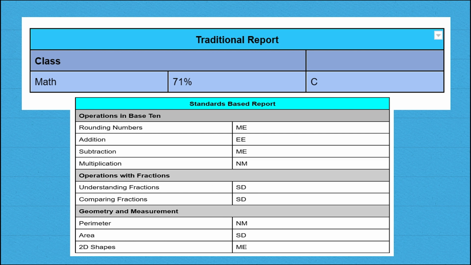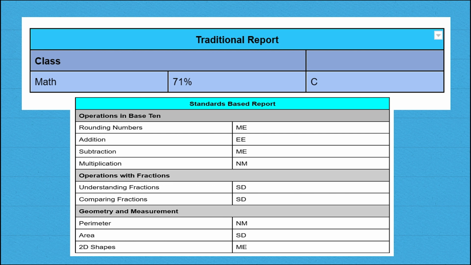Just to give you an example of how these progress reports and report cards are going to look different, a traditional report card might have, you see, in math class, you have a 71%, that's a C. As a parent, I ask, well, what does that mean? What do you need to work on? What have you done well at? It doesn't give me a lot of information.